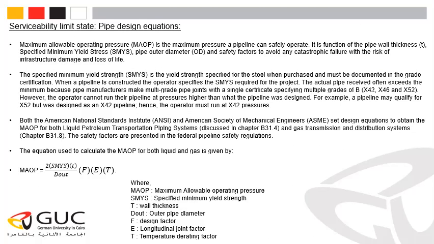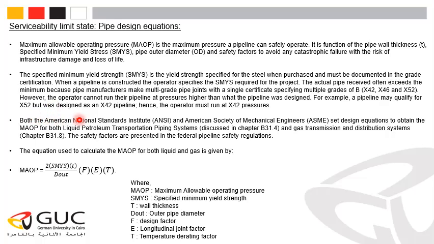The serviceability limit state is discussed through obtaining the maximum allowable operating pressure. This maximum allowable operating pressure is related to the specified minimum yield strength and a factor of safety. The specified minimum yield strength is used because the operator cannot run their pipeline at pressures higher than the pipe was designed for. For example, a pipeline may qualify for X52, but it was designed as X42. So the operator must run at X42 pressures.